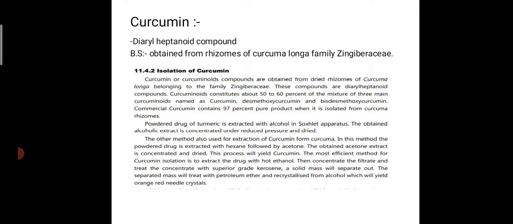Then filter out and treat the concentrated extract. For further purification, we treat the dried curcumin extract with petroleum ether. Here petroleum ether removes the impurities from that extract or residue, and then again recrystallizing with alcohol gives orange red needle crystals of curcumin.